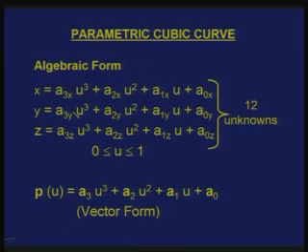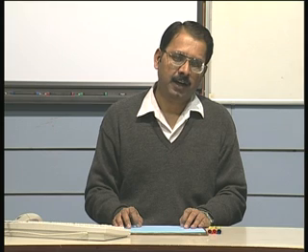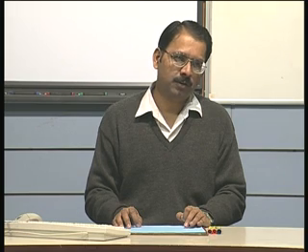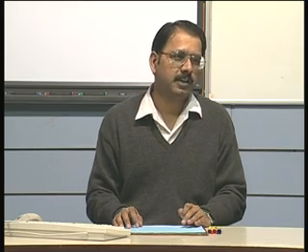Algebraic form of parametric cubic curve, though it is very convenient, is not very convenient to model in many situations. Imagine I have to define a curve by giving 12 unknowns, and playing with these 12 unknowns is very difficult. You really do not know which parameter affects the curve shape in which way. So, sometimes it is very difficult to model the curve by giving 12 variables as an input. The more common form of parametric cubic curve is called the geometric form.